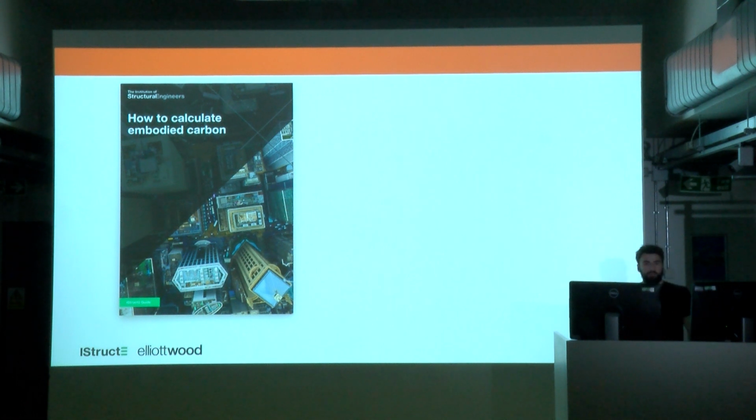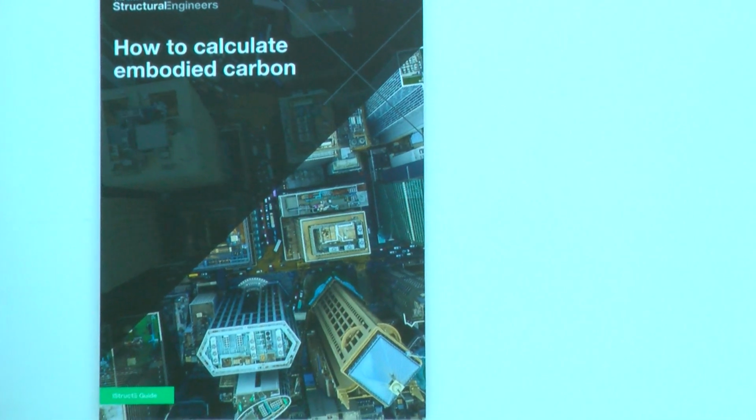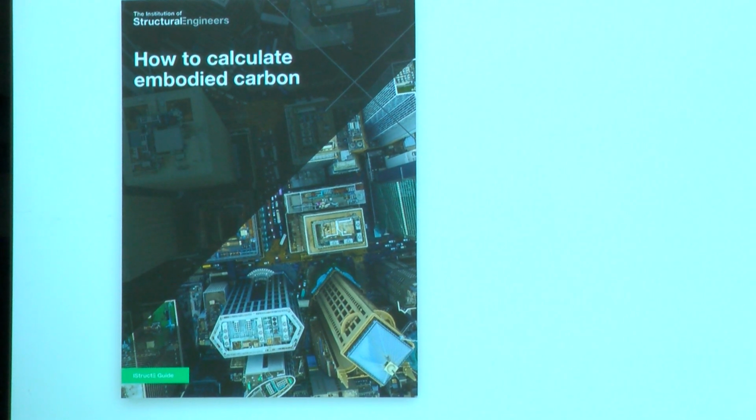In response, back in August 2020, the Institution of Structural Engineers launched this guide on how to calculate embodied carbon. The RICS whole life carbon guide details how embodied carbon and operational carbon calculations should be done. But this was the first step taken by the IStructE to help structural engineers do the assessment correctly for structures.